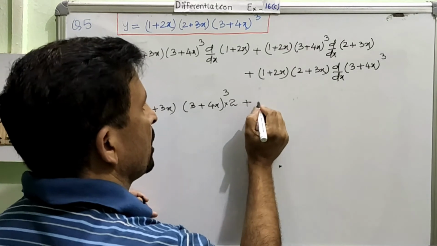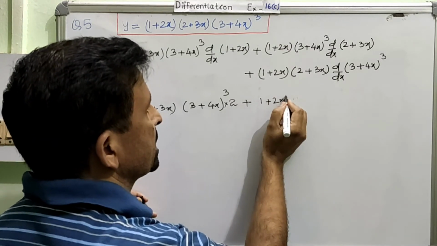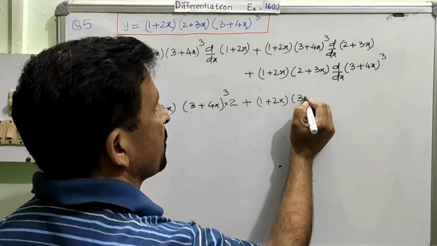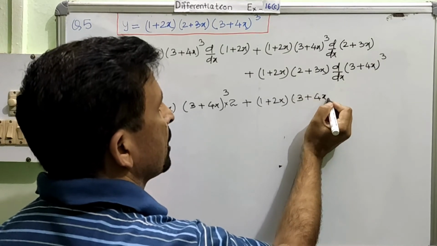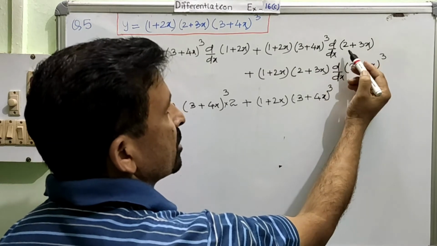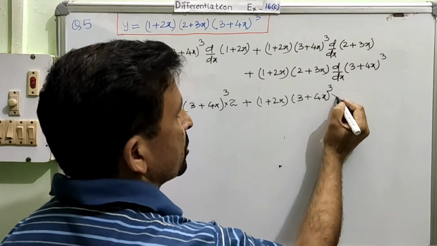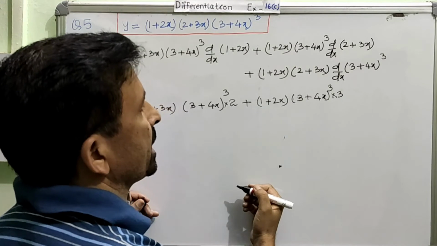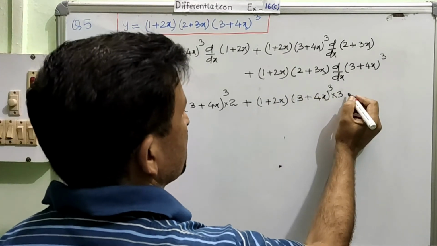Come to the next part now. 1 plus 2x as it is, 3 plus 4x whole cube as it is, and from here you will get the derivative of this part as equal to 0, and then from here you will get only 3. Alright, now come to the last part.